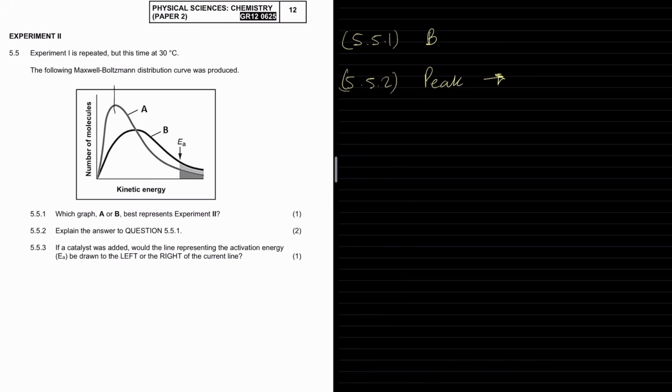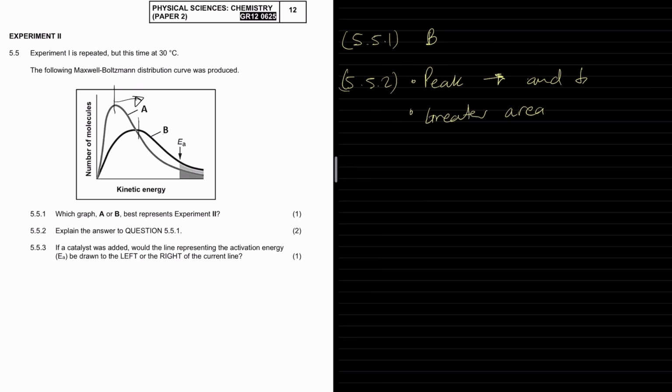If you look at it, this was the first one. That's the second peak. It shifted to the right and it shifted down. So that's something you need to look for. At higher temperatures, when you're studying the Maxwell Boltzmann curve, the peak will shift to the right and it will shift down. And the other thing to look out for is that you have a greater area.